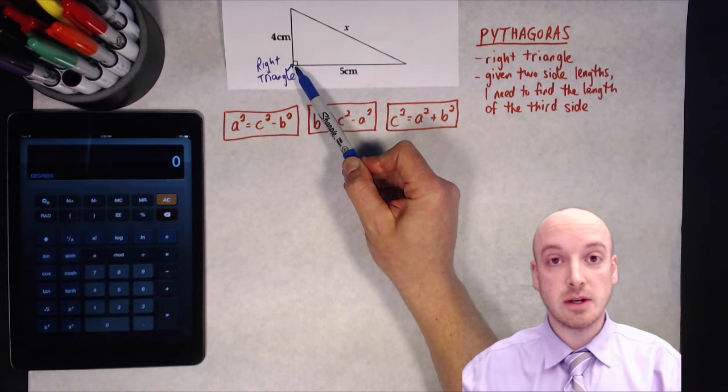Now usually a right triangle is identified with that square in the angle. If you don't have the square, you have to look for the number 90, or maybe the problem is going to tell you you're dealing with a right triangle. Because if we don't have a right triangle, we cannot use Pythagoras.